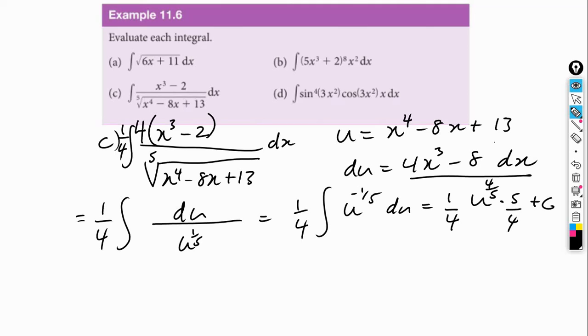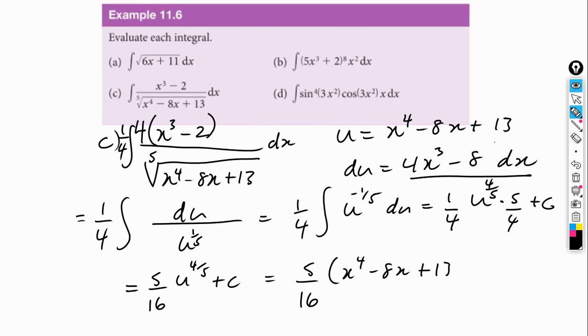So then if we multiply that, we're going to get 5/16, and u to the 4/5 plus c, and then we substitute back in, and we're going to get 5/16 times x to the 4 minus 8x plus 13 to the power of 4/5 plus c.